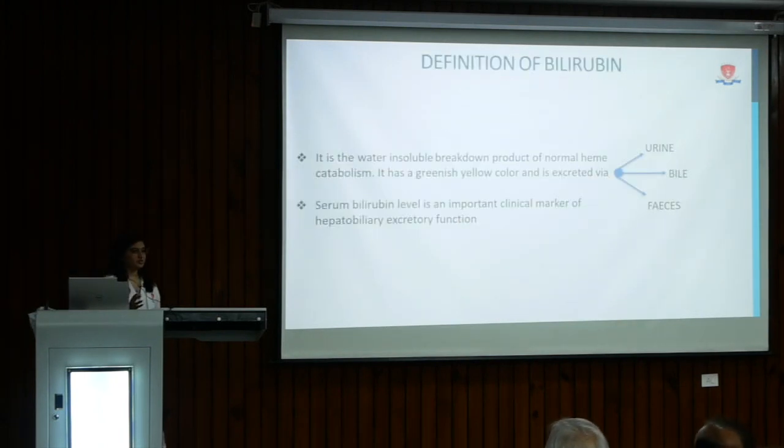Before we get straight to bilirubin metabolism, it is essential for us to understand what exactly bilirubin is. Bile, produced in the liver and stored in the gallbladder, consists of many bile acids and bile pigments, one of them being bilirubin. In other words, bilirubin can be defined as the water-insoluble breakdown product of normal heme catabolism. It has a greenish-yellow color and is excreted out of the body via urine, bile, and feces. Serum bilirubin level is an important clinical marker of biliary excretory function.